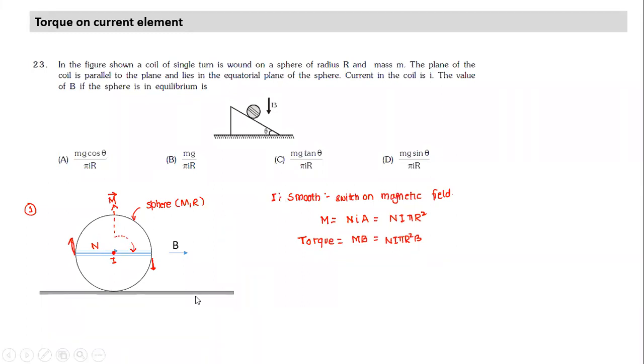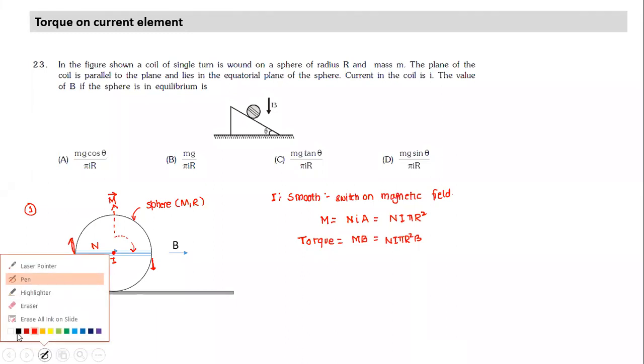What will happen if the surface is smooth? And what will happen when the surface is rough? So let's take both the cases. What happens when the surface is smooth?